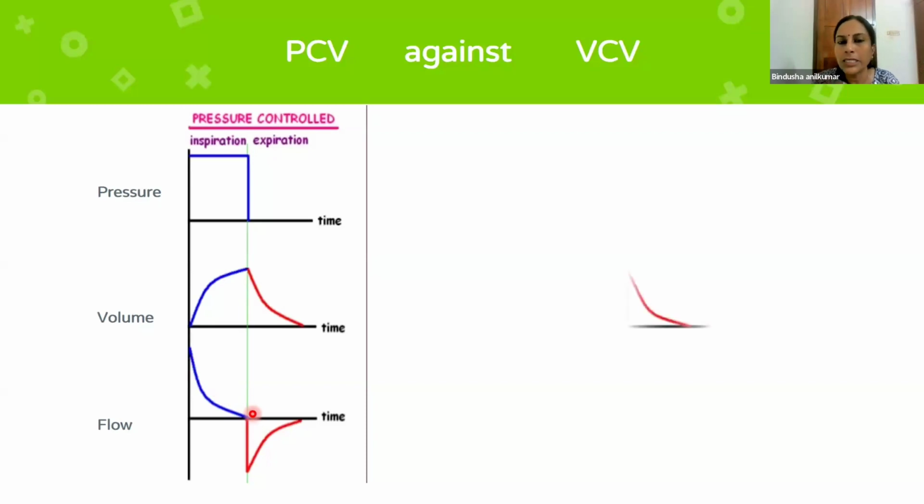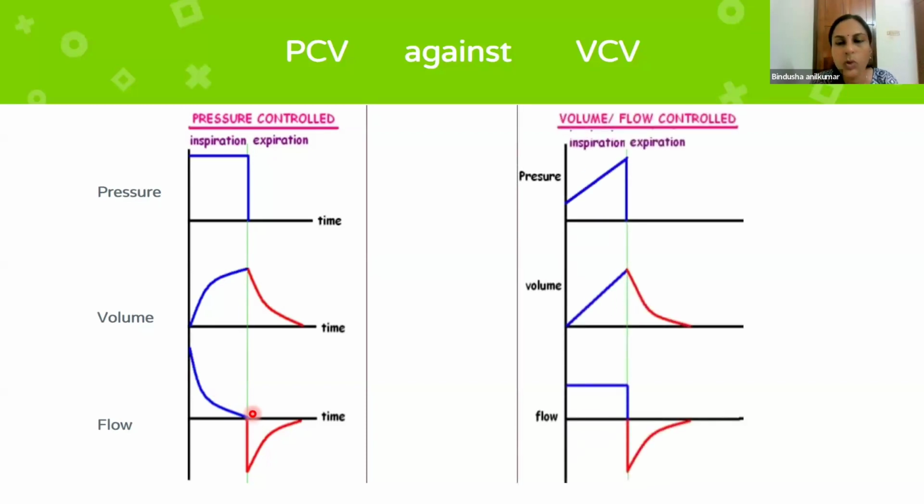Okay. Now we will see volume control ventilation. So what happens here is, once the patient has triggered or the ventilator has triggered the breath, the ventilator will give a constant flow throughout the inspiratory time till the tidal volume is delivered.